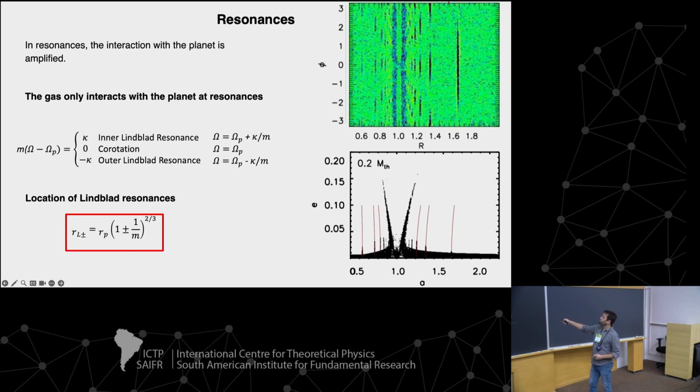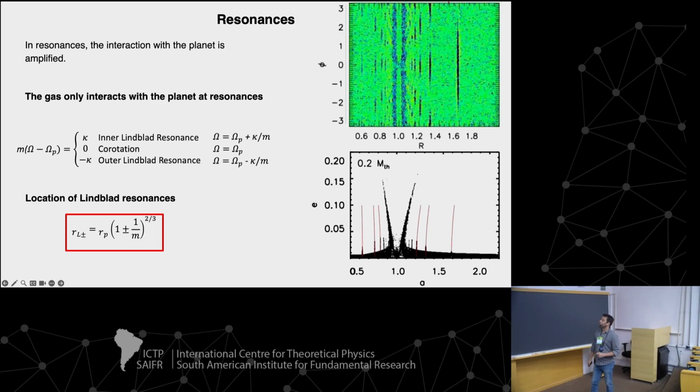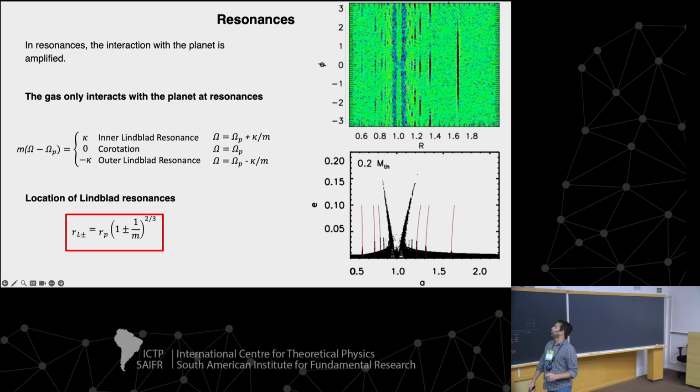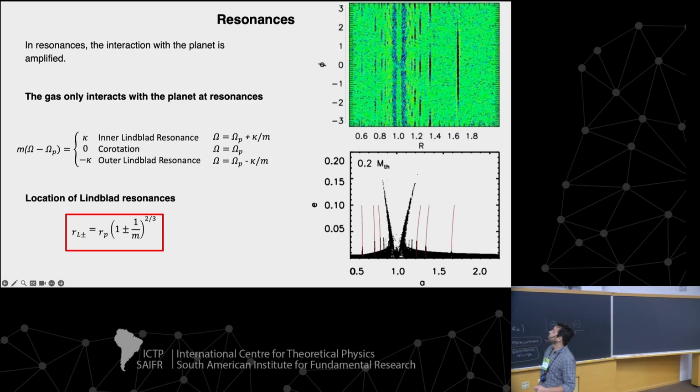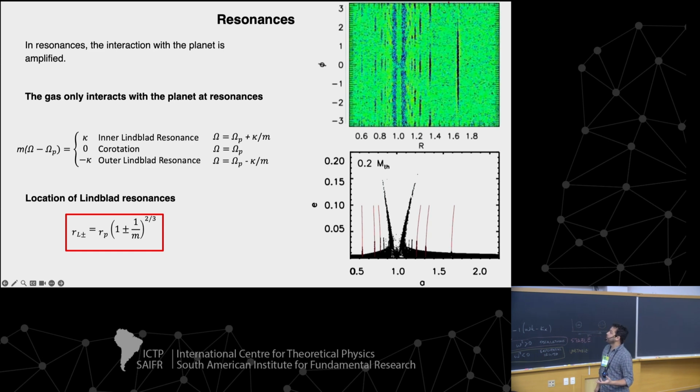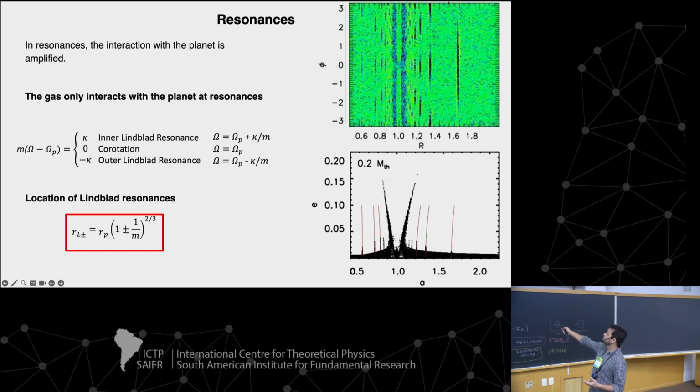When you plot here some major axis versus eccentricity, you clearly see here these regions, right, where the response of the planet on the disk is maximized. These are in the location of resonances, right? We call this Lindblad resonances. These are locations where the interaction with the planet is maximized.